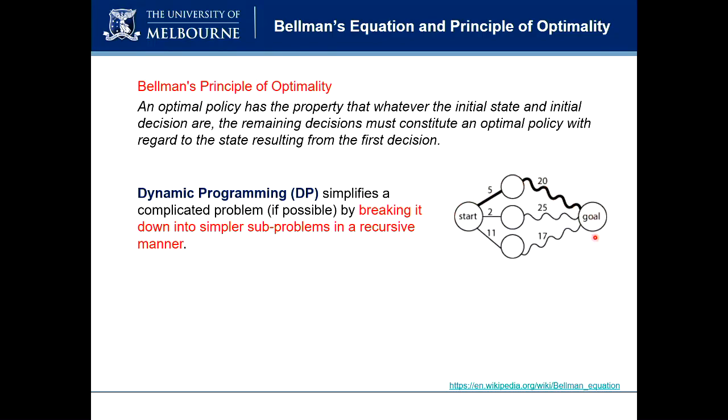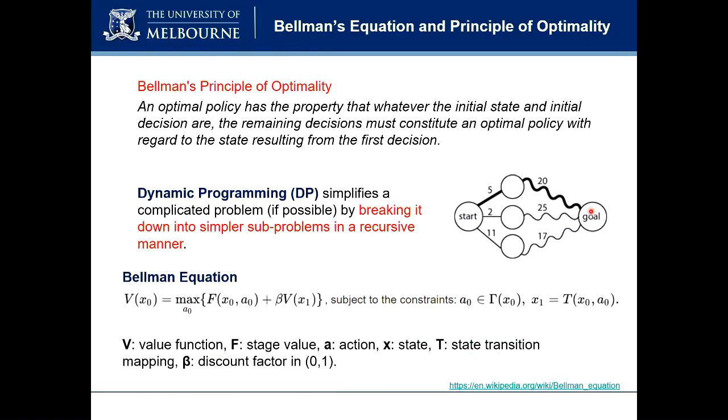You cannot always do this for every problem. Sometimes you don't know the goal, and so on. But you can do back propagation like that. So that means an optimal policy, like this path, has the property that the remaining decisions after the initial one have to be optimal. If this is the optimal path, then from this point on, the remaining decisions must constitute an optimal policy regarding the state from the first decision. And this is actually a matter of breaking it down into sub-problems in a recursive way, because you can do this recursively from the goal backwards.